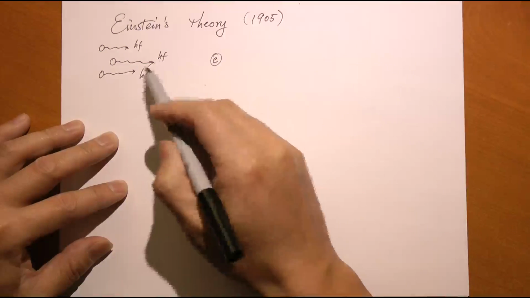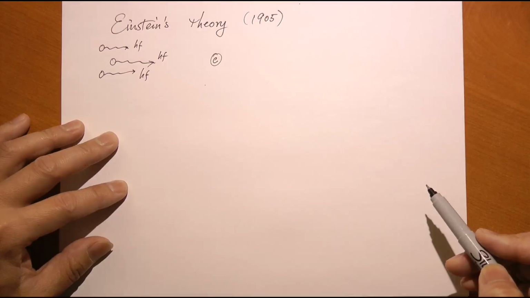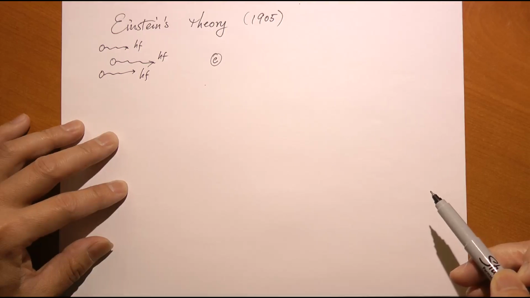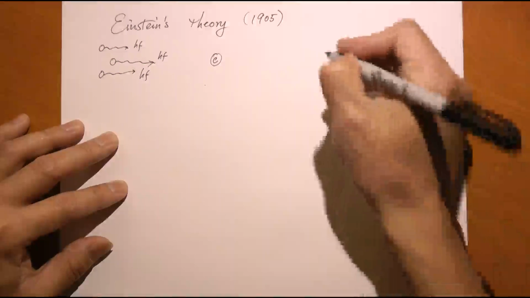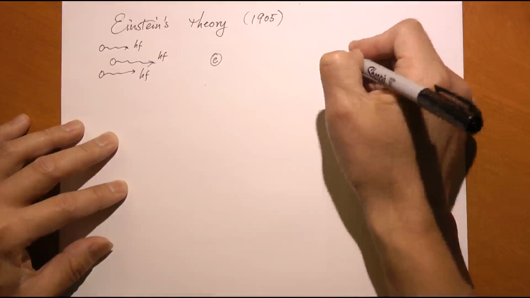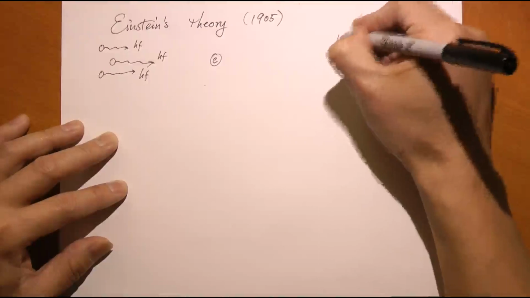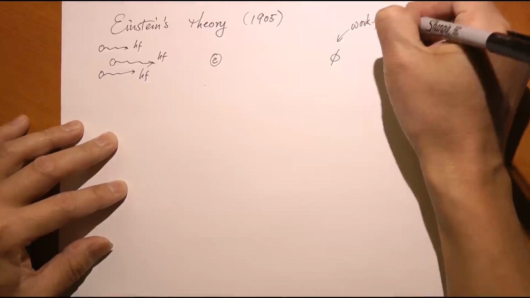The electron will absorb one of these photons in one gulp, and as a result, it has enough energy to pull itself out of the metal and go on to produce photocurrent. Let's say the energy it takes for this electron to be bailed out of the metal is phi. This phi has a name. We call it the work function. And that depends on what kind of metal it is.